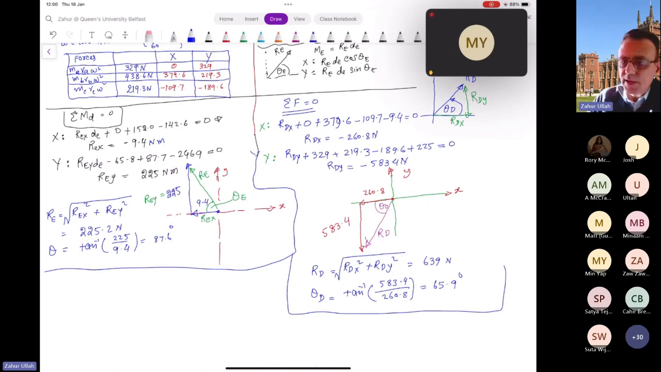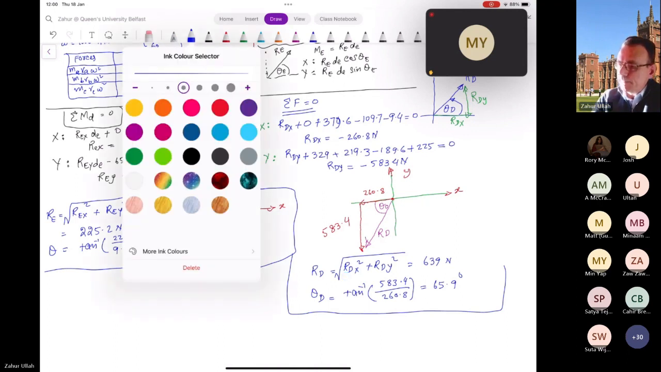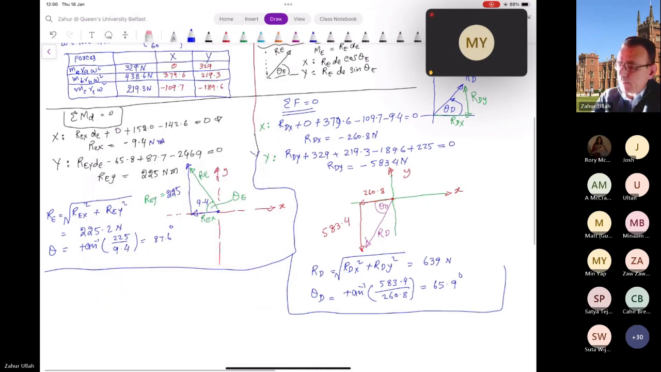Okay, yeah, you are right that these should be Newtons. Yeah, you are absolutely right. These are the reactions, and the distance here was 1. So if you divide by the distance, you should get 9.4 Newton, and REY will become 225 Newtons because these are the reactions, these are not the forces.